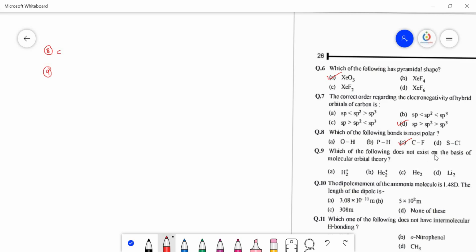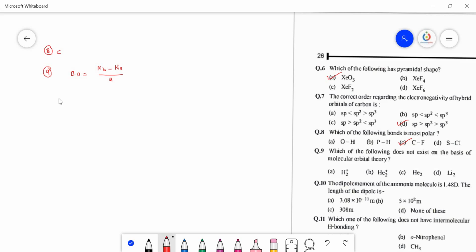Now question number 9. Which of the following does not exist on the basis of molecular orbital theory? It is simple: we need to calculate the bond order to know whether a particular species exists or not. Bond order means the number of bonding electrons minus the number of anti-bonding electrons, divided by 2. If the bond order is equal to 0, that species or molecule does not exist. If the bond order has some value, it may be 0.5 or any value, then there is a chance for that particular species to exist.